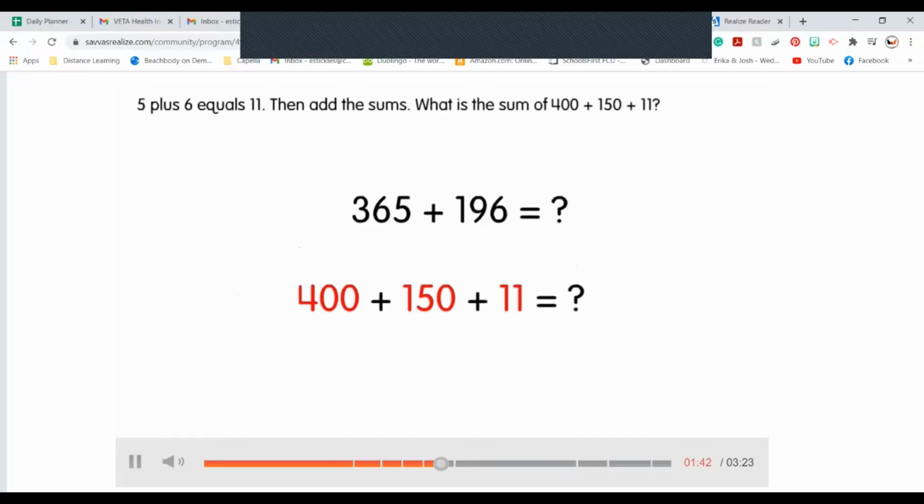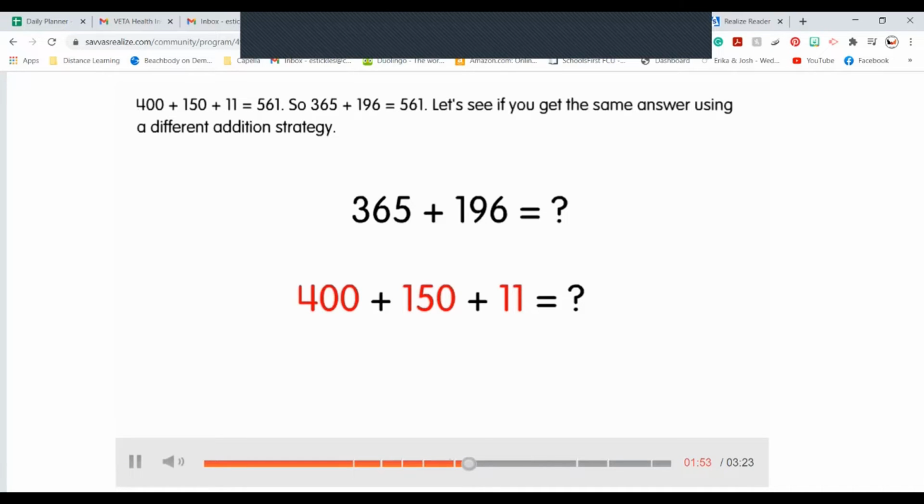Then add the sums. What is the sum of 400 plus 150 plus 11? Well, I know 400 plus 100 is 500, plus 50 would be 550, plus 10 would be 560, plus 1 would be 561. 400 plus 150 plus 11 equals 561. So, 365 plus 196 equals 561. Let's see if you get the same answer using a different addition strategy.